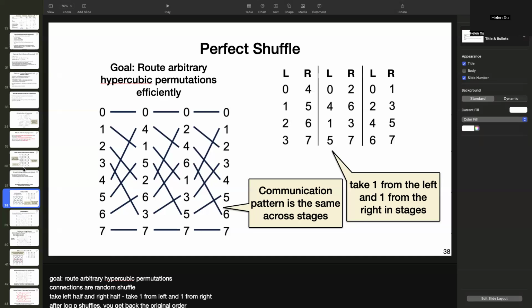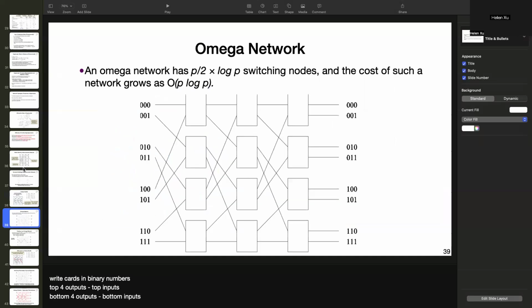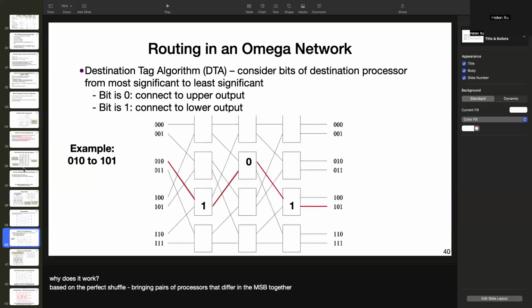And so to route things through this network. Yeah, it's just P log P. Okay. And then to route things through the network.